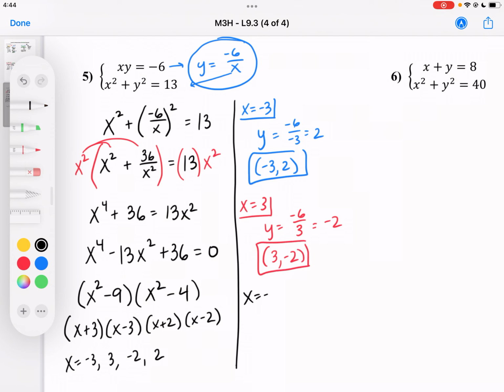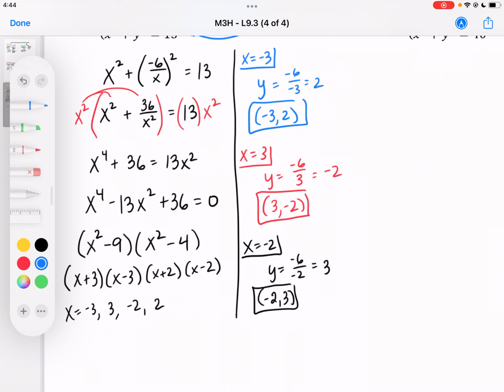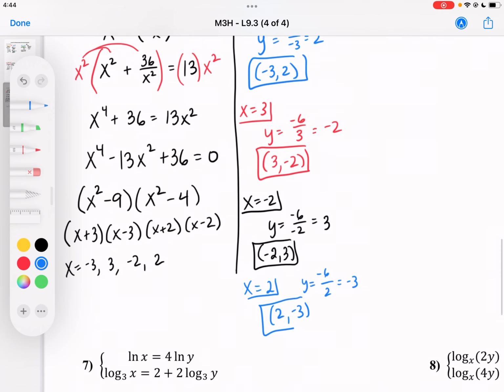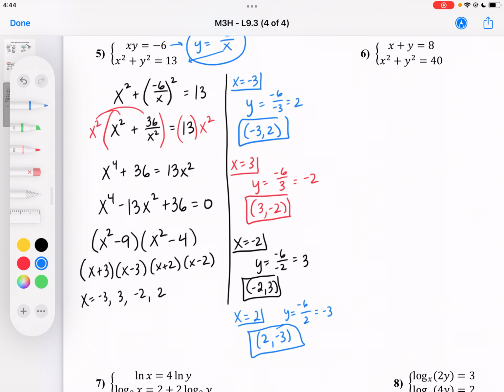Then we'll do x equals negative 2. So y is equal to negative 6 over negative 2, which is positive 3. So negative 2, positive 3. And hopefully you're kind of noticing a pattern, but that means when you do x equals positive 2, you'll get 2, negative 3, because y is negative 6 over 2, or negative 3. And those are your 4 solutions.